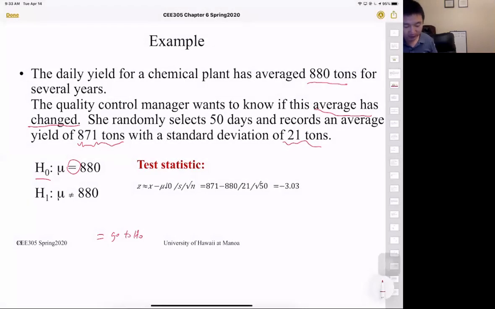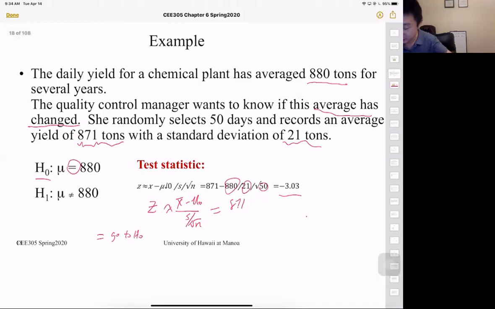All right, so we calculate the z-value. The z-value is the sample mean minus mu0, divided by the standard error. The sample mean is 871, and mu0 is 880. The sample standard deviation is 21. The sample size is 50. So we calculate the z-score as minus 3.03. So more than 3 standard deviations less.